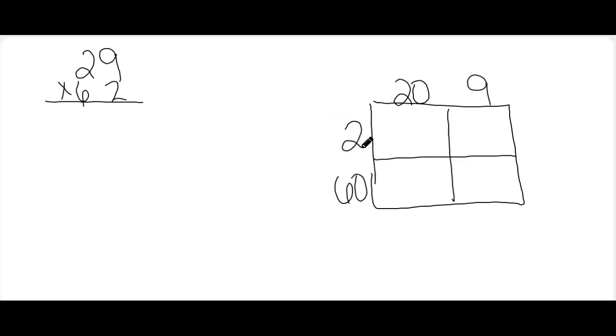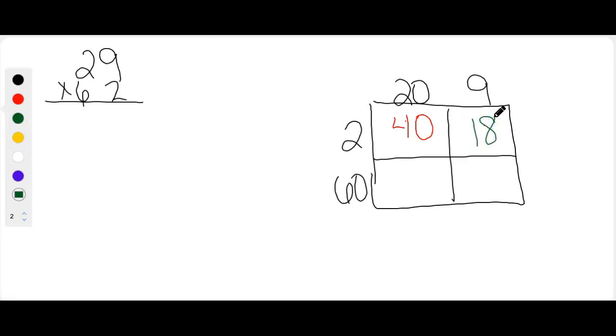Okay. So now we're going to actually multiply these just like they were in one of our multiplication charts. Let's start with this first box here. I have 2 times 20. We know 2 times 2 is 4, and then times 10 would make this 40. Now in my next box over here, I have 2 times 9. 2 times 9 is 18.